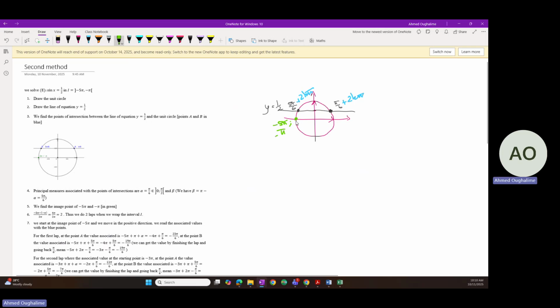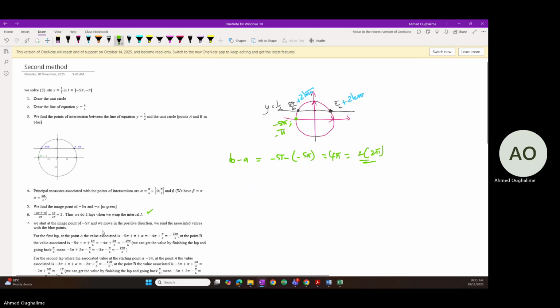So it means when we do the reading of our solution using the circle, we have to start with this point and end at the same point. Now, the idea is we have to look at the length of our interval. So I have negative pi minus 5 pi, so it's b minus a. That gives me 4 pi, which is 2 times 2 pi. So it means that we are going to do 2 laps. We start from this point, I do 1 lap, I do a second lap, then I stop.